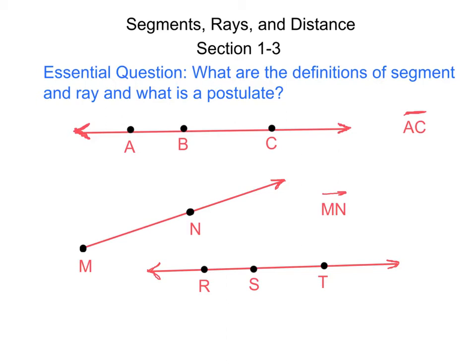Now I've drawn a line which we might refer to as line RT. But notice I've got another point on it, S. Now we could say on this line that we have two rays. One of the rays is ST, starts at S and goes in the direction of T. And the other ray is SR, which starts at S and goes in the direction of R. These are considered to be opposite rays. They start at the same spot, but they head off in opposite directions. So ST and SR are considered opposite rays.